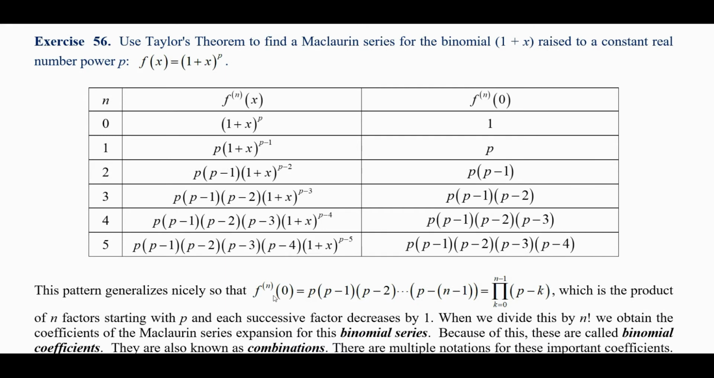So each one of these, the nth derivative evaluated at 0, is p times p minus 1 times p minus 2, all the way down to p minus n plus 1. So that's the product from k equals 0 to n minus 1 of p minus k. So it's the product of n factors starting with p, and each successive factor decreases by 1. Now we've got to divide this by n factorial, which of course is the product of k from 1 to n.